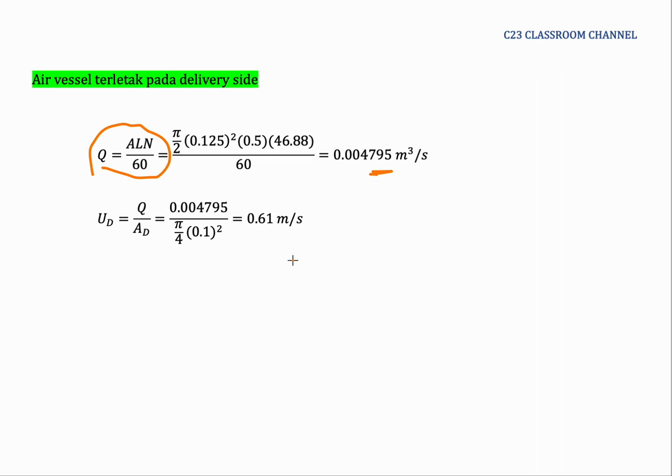And because the velocity after the air vessel is steady, we need to calculate this situation using the idea of flow in pipe that we learned in Fluid Mechanics 1. So we start with the calculation of the velocity inside that pipe, because we know the flow rate is 0.004795. We divide by the cross-sectional area of the delivery pipe. So we found that the velocity inside the delivery pipe is 0.61 meter per second.